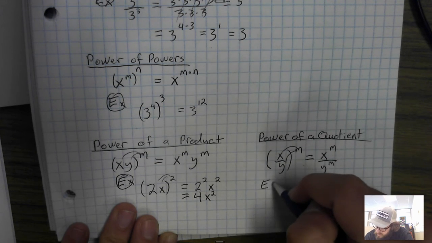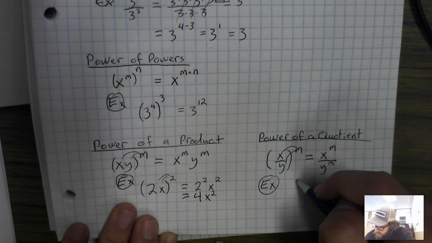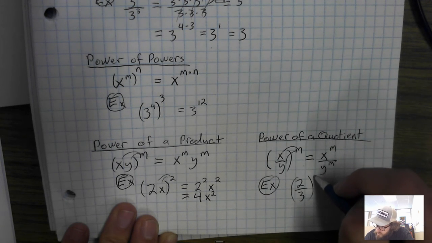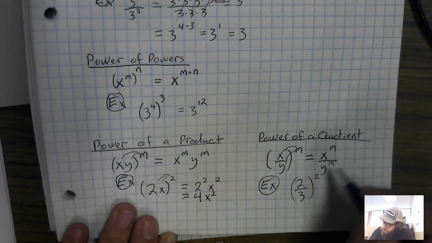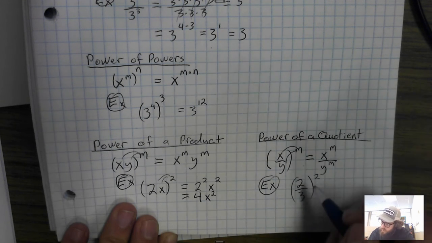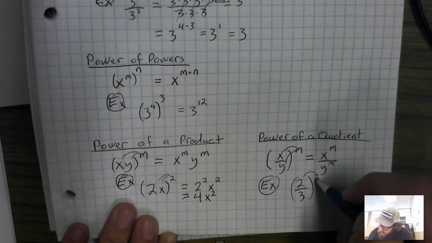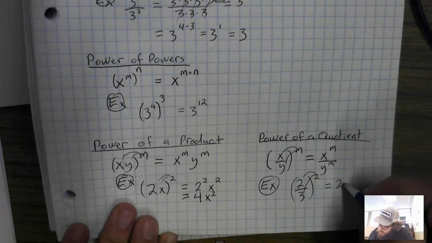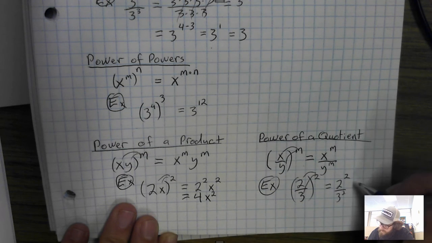So as an example here, let's take some fraction that we wouldn't simplify or divide, and we'll go 2/3 squared. 2/3 squared, and you will rain down that squared onto both of them. So I will have 2 squared over 3 squared. 2 squared is 4, over 3 squared is 9.